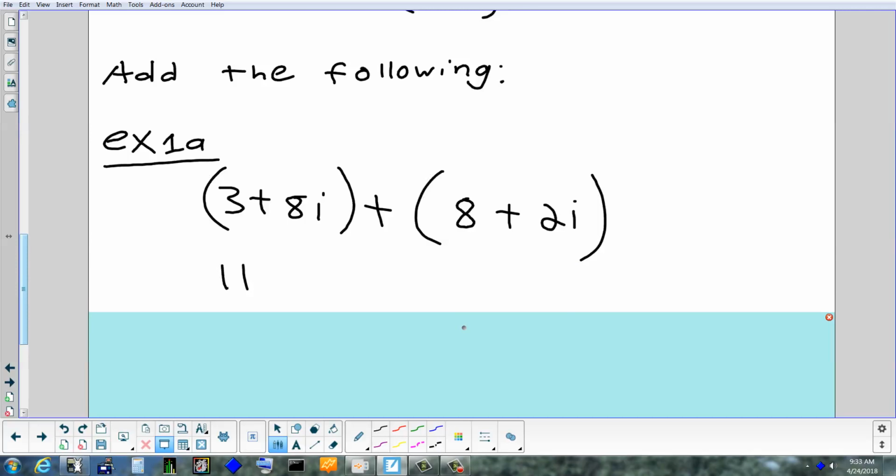Liz, what's the imaginary part of my first number? 8. Yep, 8. And Jill, the imaginary part of my second number? 2. We can combine the 8 and the 2 together. And when I combine those together, Brianna, what do I get? 10. Yep, make 10i. And that's the answer. 11 plus 10i. Any questions on that?